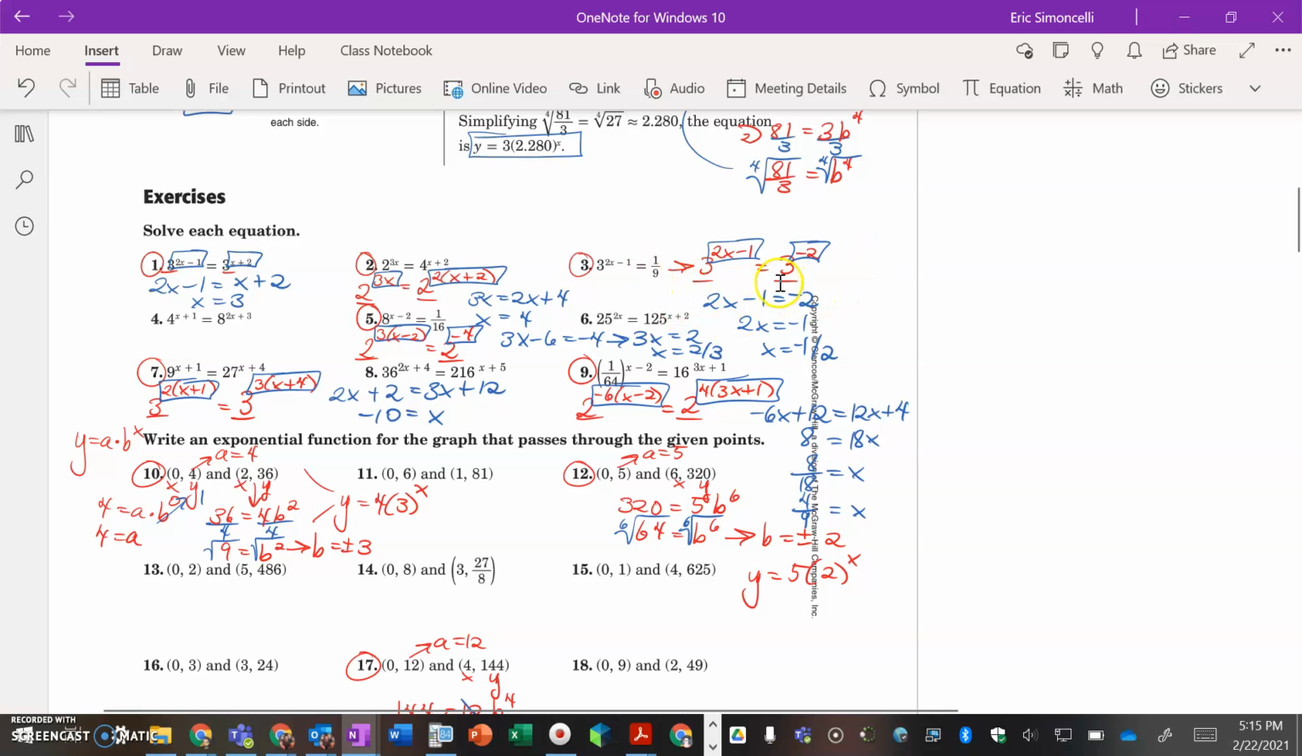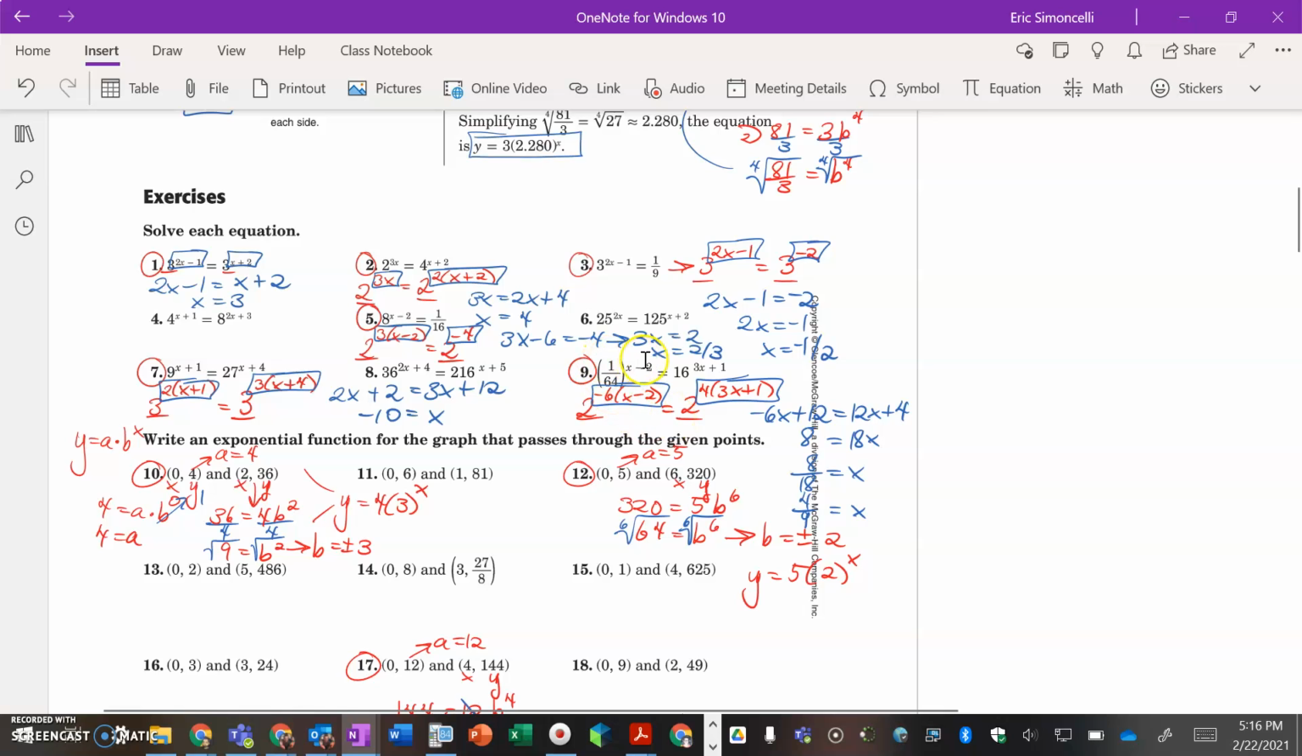Now the bases are the same, which is again my initial goal, and because that's the case, I can set 2x minus 1 equal to negative 2. From here I can add 1, I can divide by 2, so my final answer is nicely just x equals negative 1/2. Let's take a look at another problem, and then we'll jump down to 10 through 18. Number 9 is a great one to finish up with here.